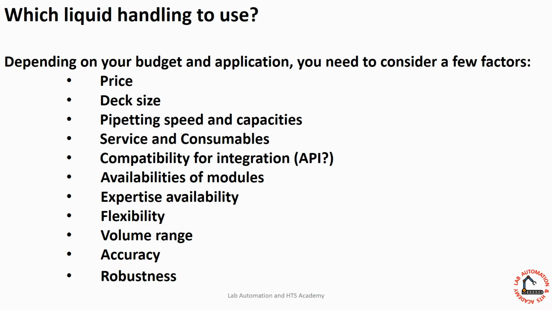The other factor that becomes practically very important is the availability of the service and the consumables. These robots, all of them, have their own consumables. The tips that you can use on a Tecan, you cannot use for the Hamilton. You have to purchase the tips for the Hamilton. And also the service. These robots are pretty robust, but there are many cases where you would need an engineer or somebody from the company to come and fix your robot. You have to check if that service is available in your location.